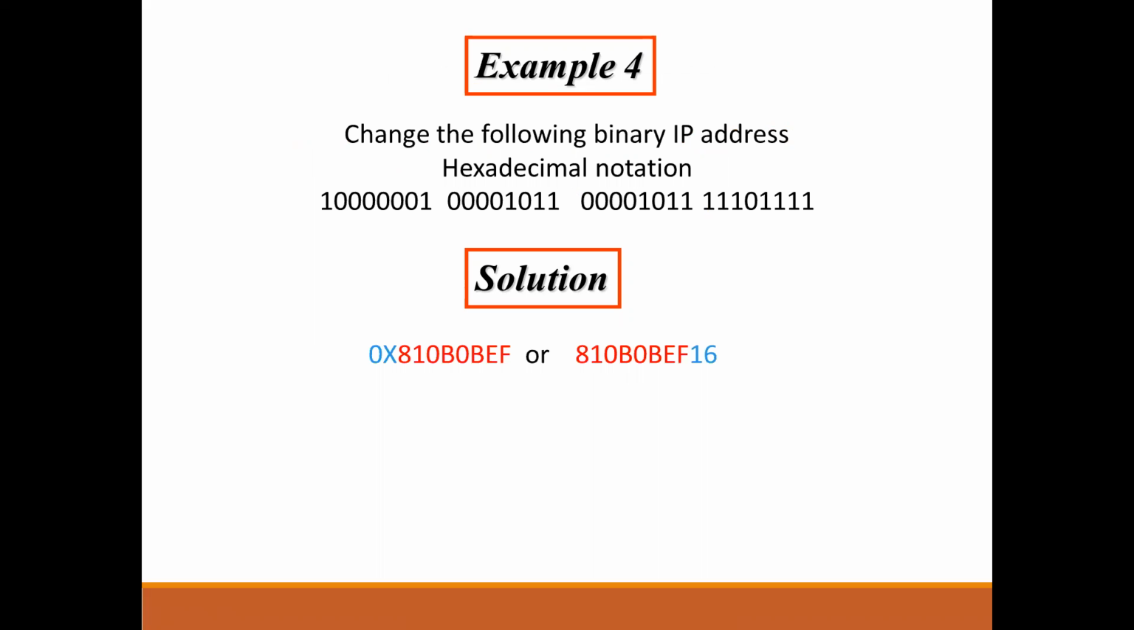Then one more example, example number 4. Change the following binary IP address into hexadecimal notation. Same thing we did for binary to decimal or decimal to binary. Here the address is given in binary, and we have to convert it into a hexadecimal number. So each byte we have to convert into its equivalent hex number, and then the total number is represented in hexadecimal.